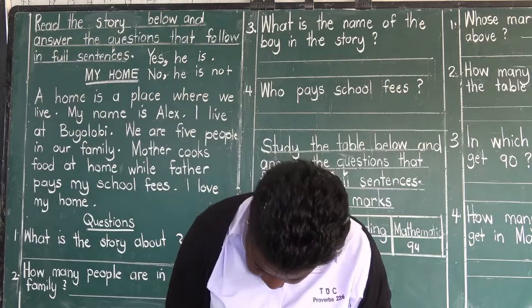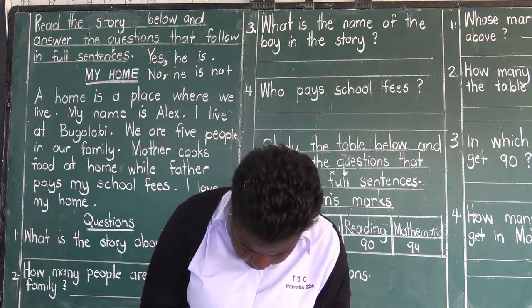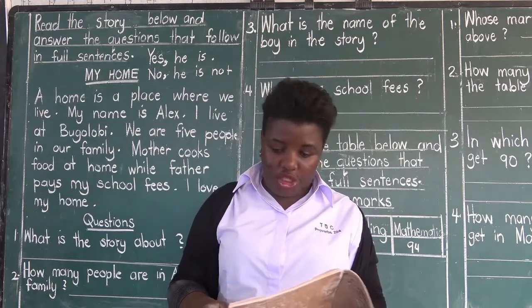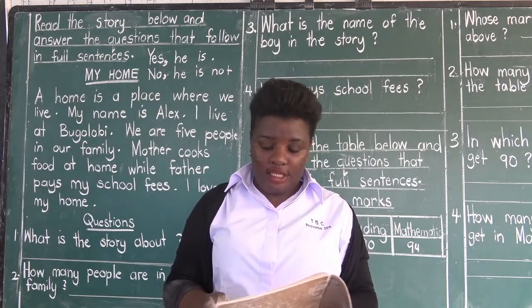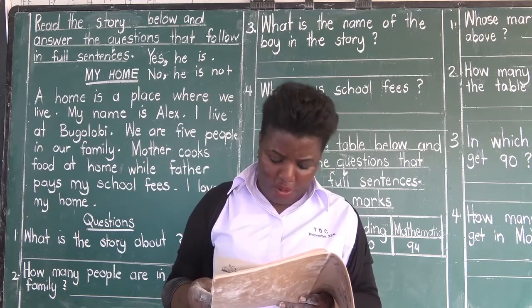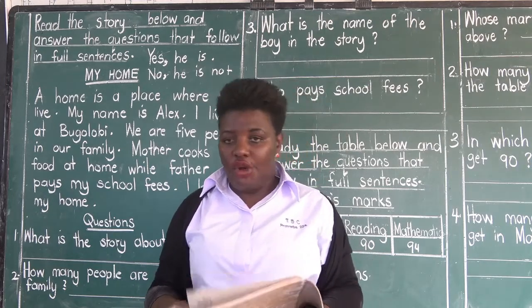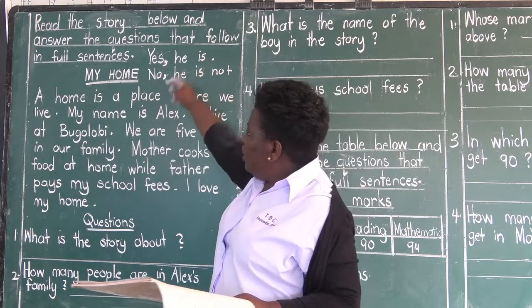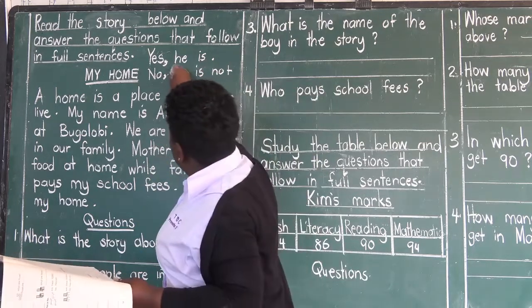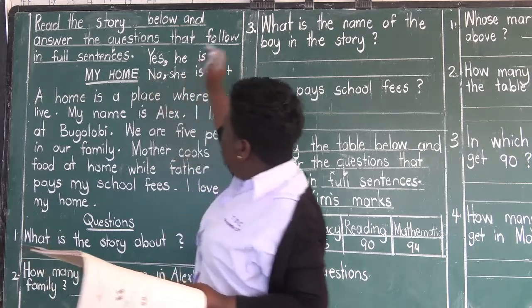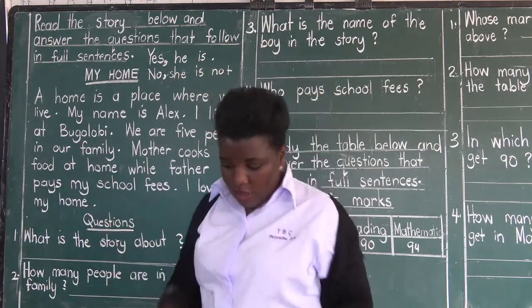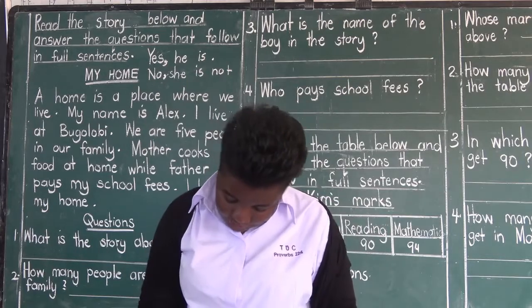So the first picture we have is a woman sweeping. And they are saying, is she cooking? Let me look at the picture. Is she cooking? No. So we shall say, no, you put a comma, no, comma, she is not. Let's turn to the next page.